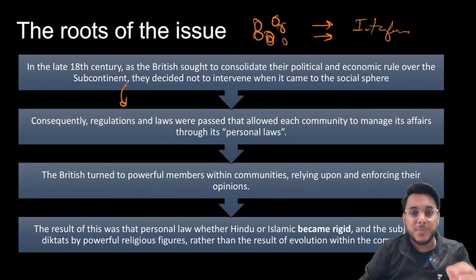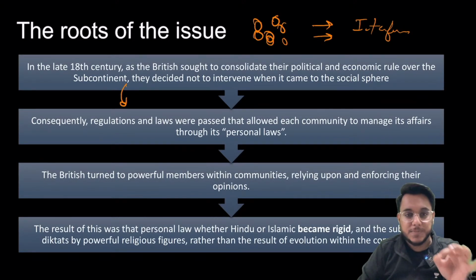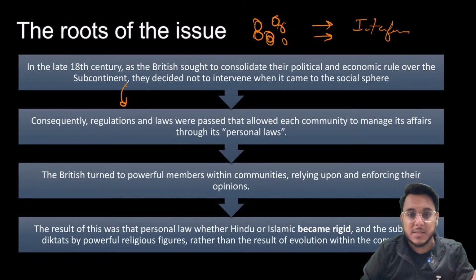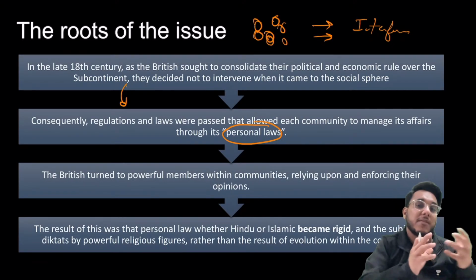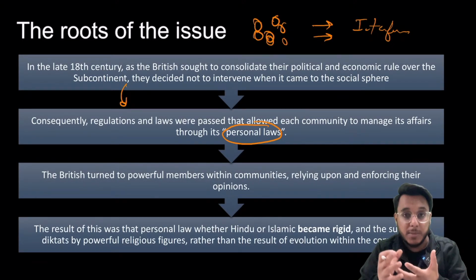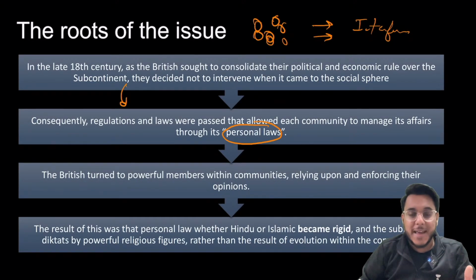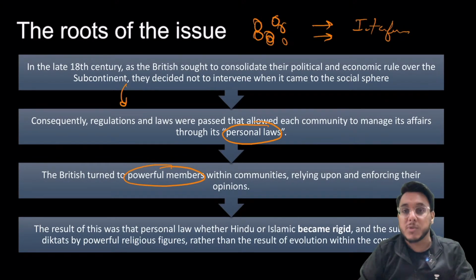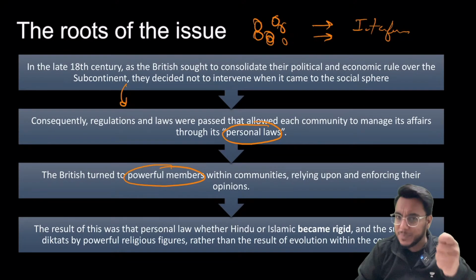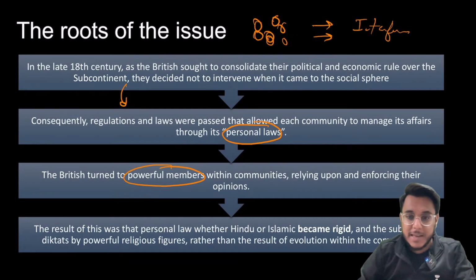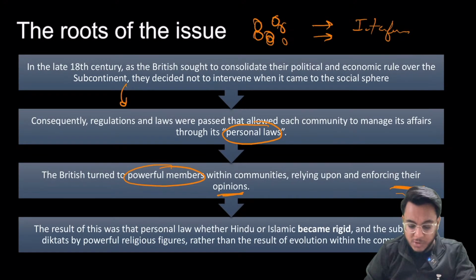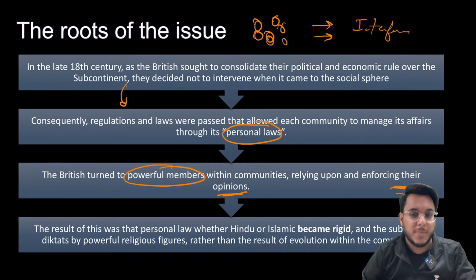So therefore, what happened? Basically, they passed the regulation to manage the personal affairs as per the personal beliefs of the people. For example, Hindu people have certain beliefs, Islamic people have certain beliefs. So as per their beliefs, they were allowed to manage their own personal laws. In this particular direction, what happened? Britishers even took the advice of the powerful members within the different committees. For example, within Hindus, Muslims, and other communities, they took the advice of the influential people, and as per their advice, their opinions got enforced, and personal laws for all the religions came in existence.